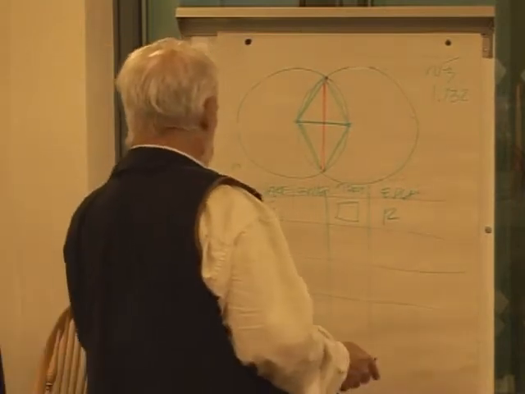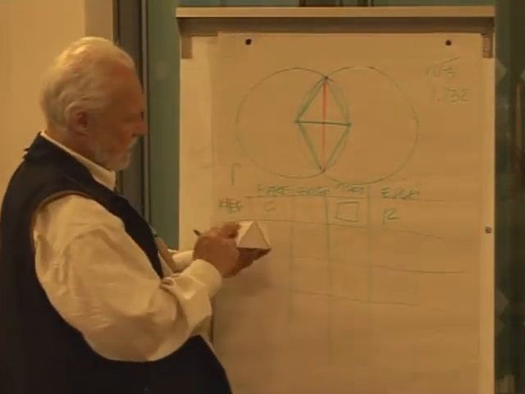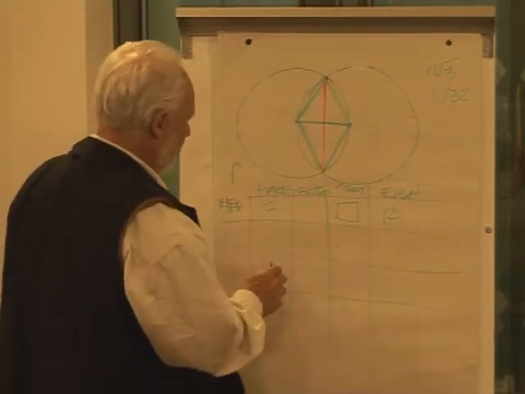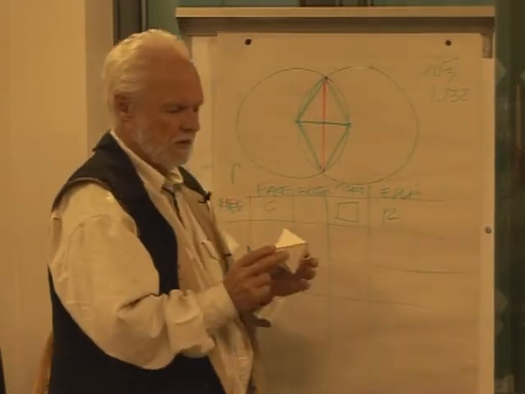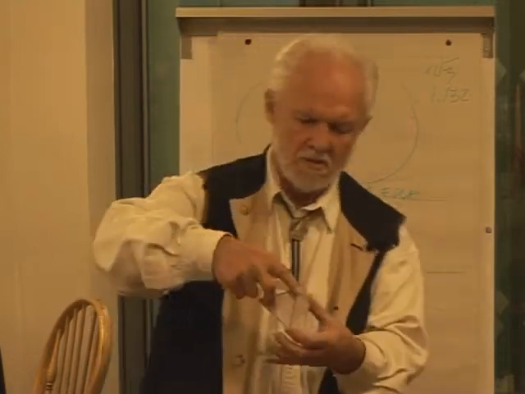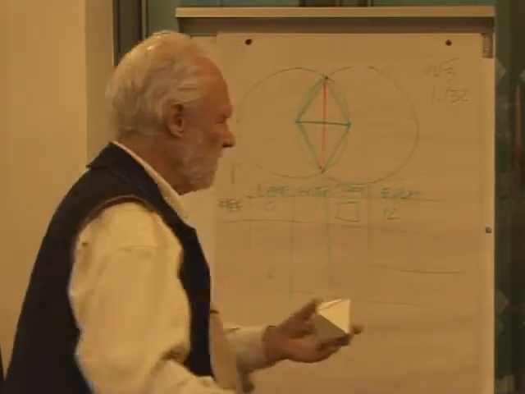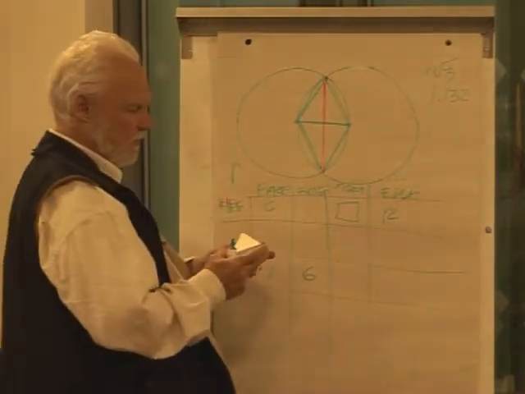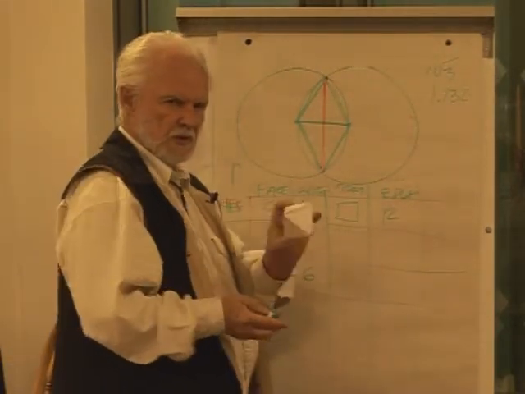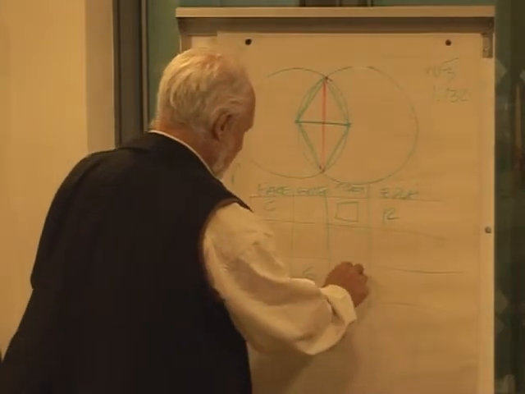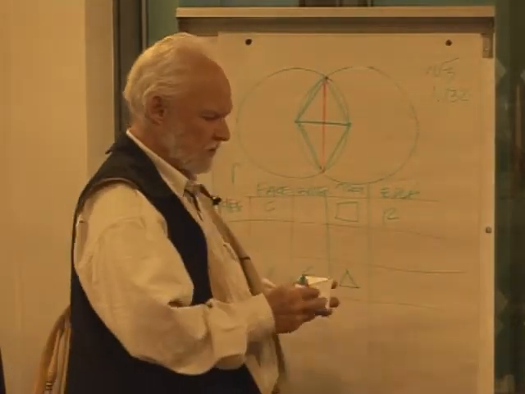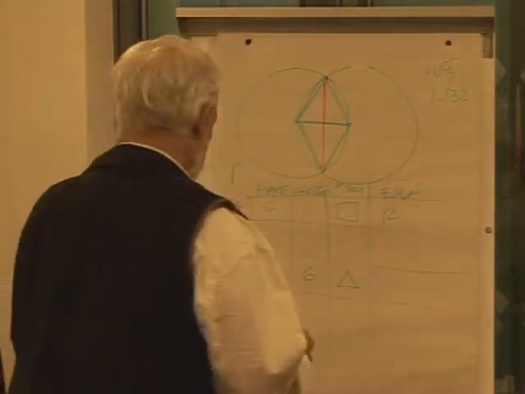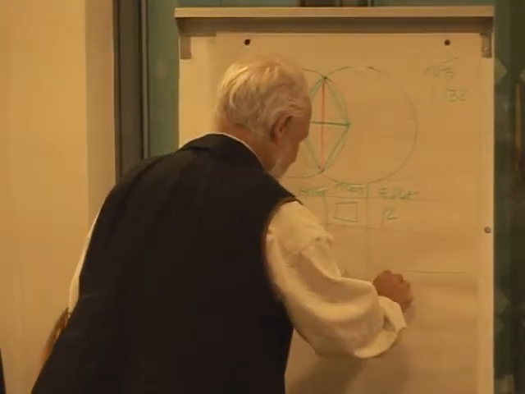Let's take the octahedron here. How many faces? There's 1, 2, 3, 4, 8. Okay, and then how many corners? 6. And what is the shape of the sides? They're triangles, aren't they? Okay. And how many edges? 12 again. There are 12. Isn't that interesting?